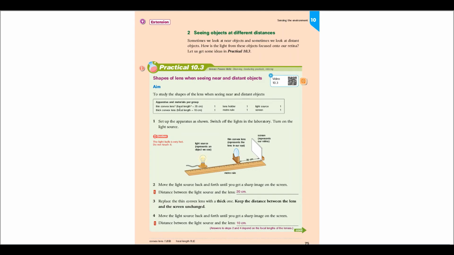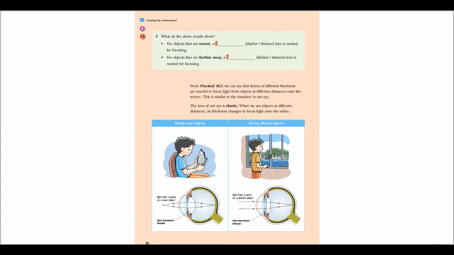But what you need to know is that thick and thin lenses have different proper distances for focusing objects. So you can think of it the other way around. If you have objects that are nearer, then from this experiment you should use a thicker lens. The thicker lens should have a shorter distance, right? Remember, the thick lens only 10 cm, thin lens 20 cm. So if the object is only 10 cm away, you use a thick lens.